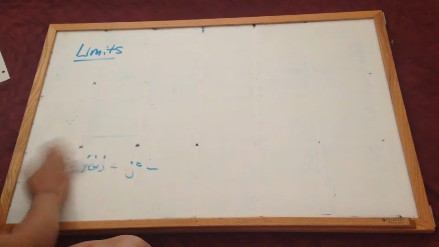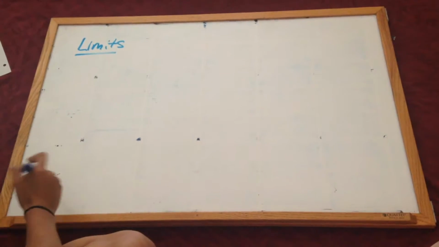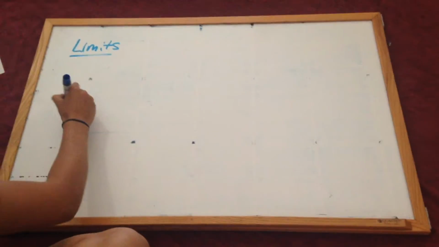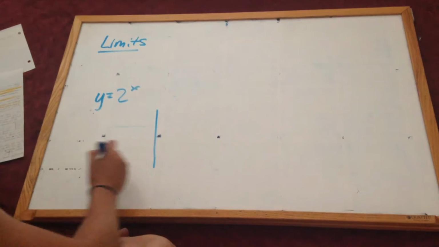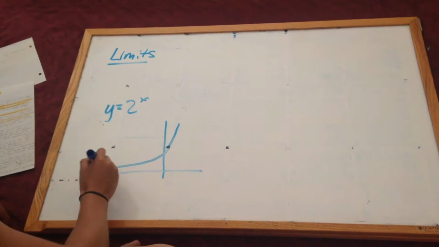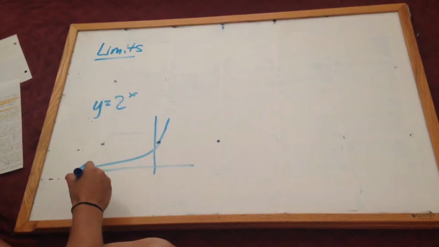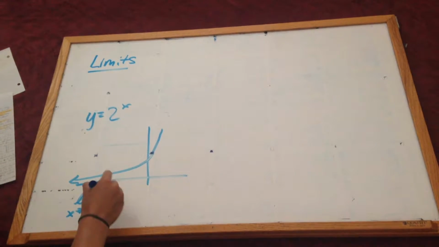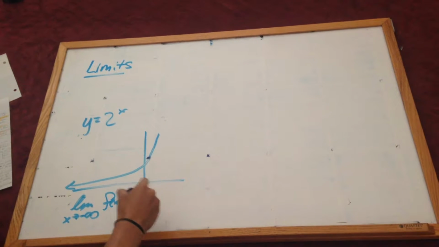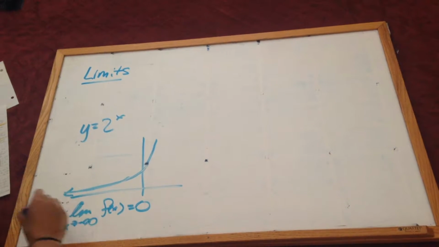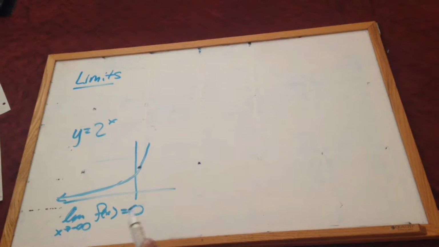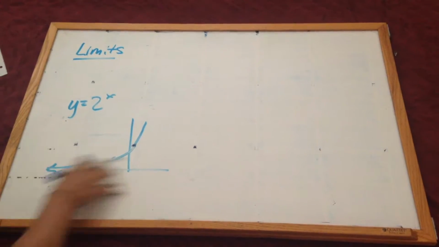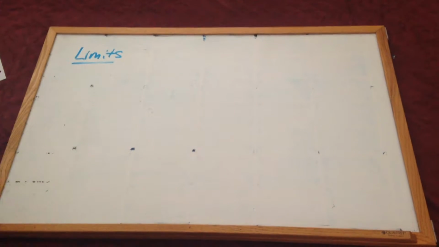The other form of a limit that we can find is when it approaches infinity or negative infinity. If we look at the graph y equals 2 to the x, we get something that looks a little bit like this. As x approaches negative infinity, it approaches 0, because the graph just gets smaller and smaller until it would reach 0, but it doesn't actually. So a limit is where it could reach, but it doesn't necessarily mean that it will reach that point.